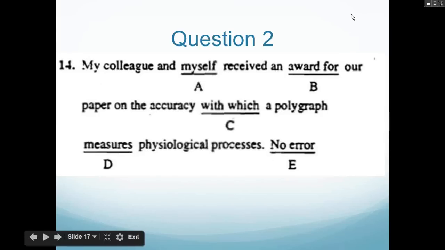Okay, read this one to yourself. Now this one may seem pretty easy, everyone. The answer is A. It's got to be my colleague and I, because that is the subject of the sentence. So some students will say, man, that seemed really easy. But this was an actual SAT question.